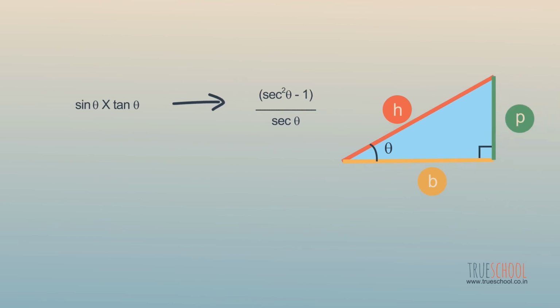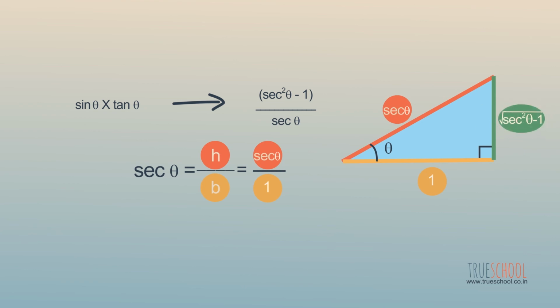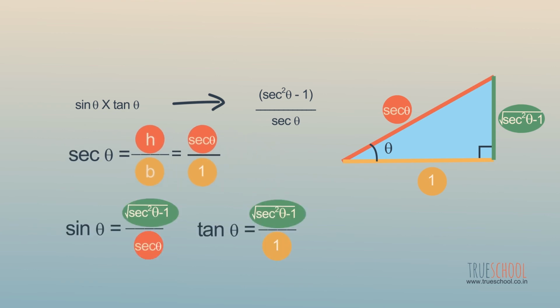Our next task will be to convert any trigonometric function into any other trigonometric function. For example, if you have a function like this and we want to convert all its terms in the form of sec theta. To do this, we will take an example triangle. We know sec theta is h by b. We simply make the denominator 1 and so the hypotenuse becomes sec theta. Using Pythagoras we can find p also. Now that we have all the sides of the triangle, we can find all its trigonometric functions in the form of sec theta and simply plug in the values of each term.